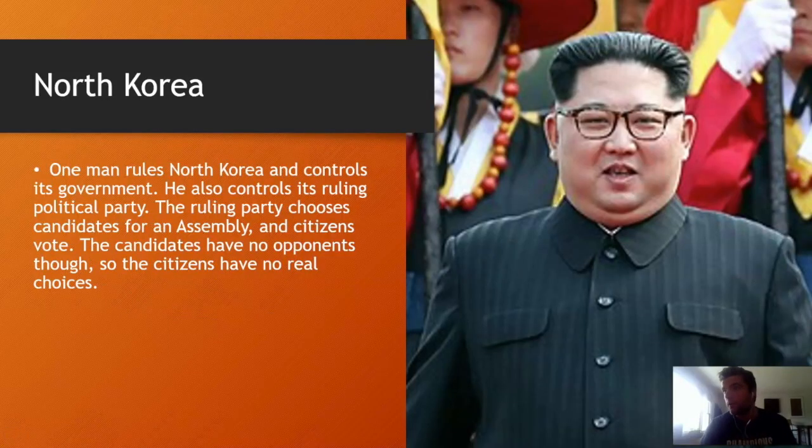And here is North Korea. In North Korea, one man rules the country and controls its government. And he also controls its ruling political party. A political party is a group of people who kind of think the same way about how a government should run. The ruling party chooses candidates for an assembly, and citizens vote. But the candidates have no opponents, so the citizens have no real choices about who to elect.